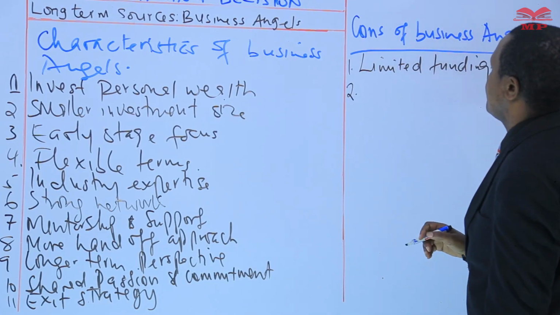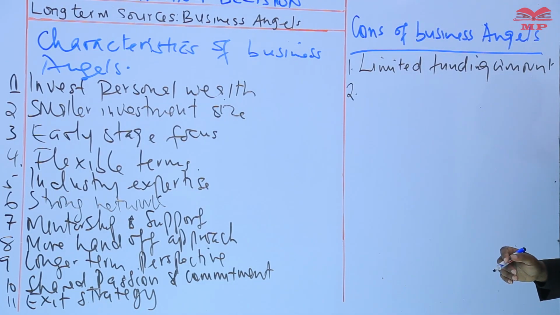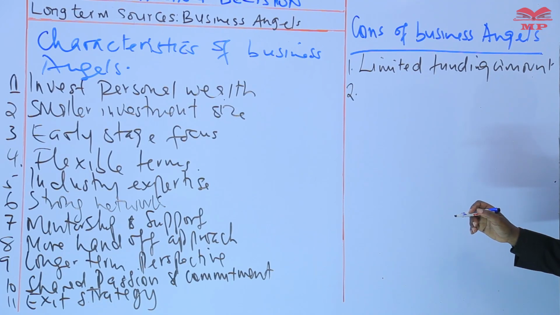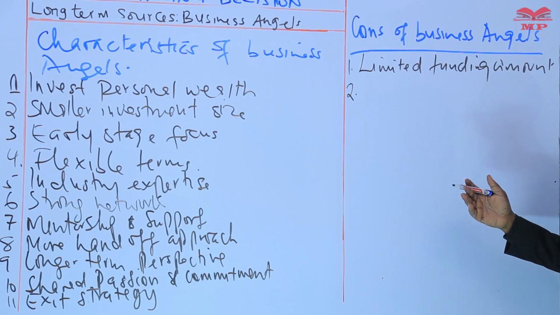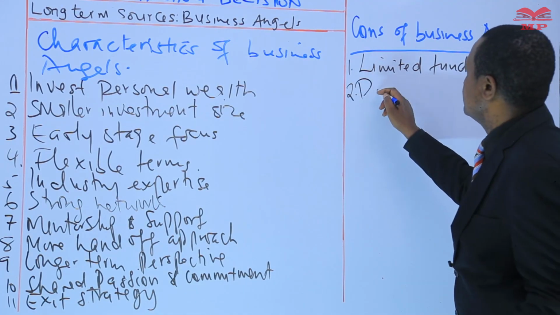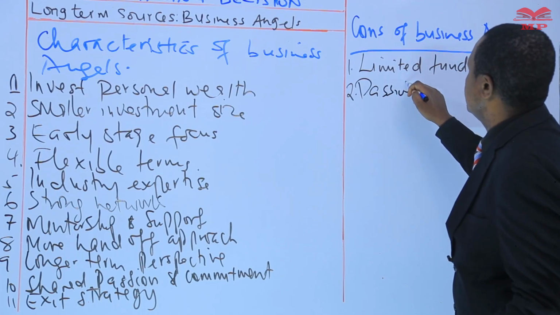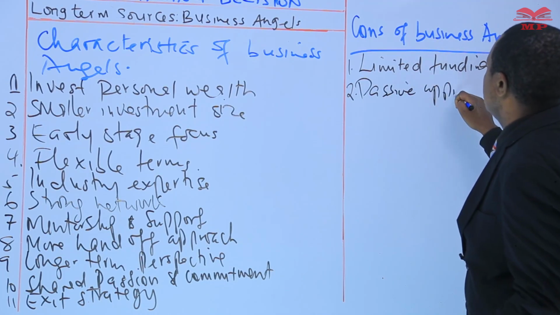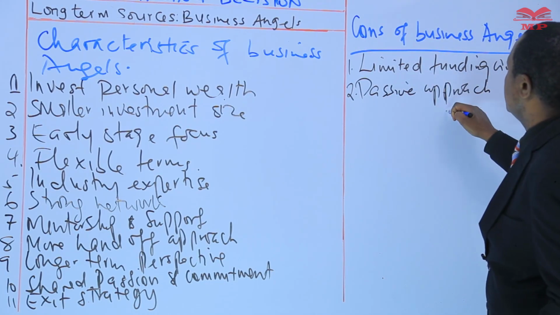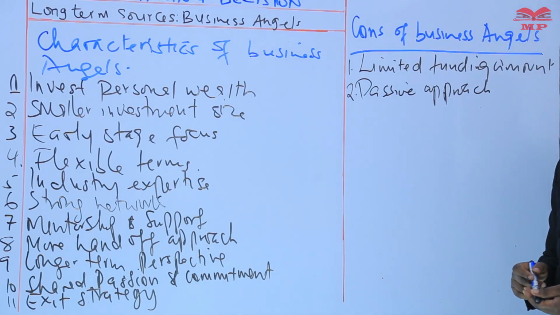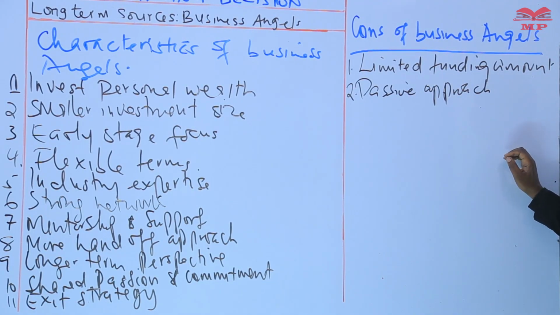Number 2, we may talk of passive approach. Business angels tend to take a less active role compared to venture capitalists, providing more hands-off guidance and support.